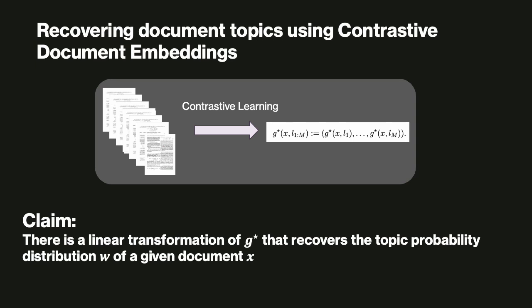So as you can see in this visual, first we'll do some contrastive learning on a set of unlabeled textual documents, and then we'll arrive at an embedding of a document X compared to landmark documents. And the claim here is that there is a linear transformation of this function that recovers the topic probability distribution W of a given document.